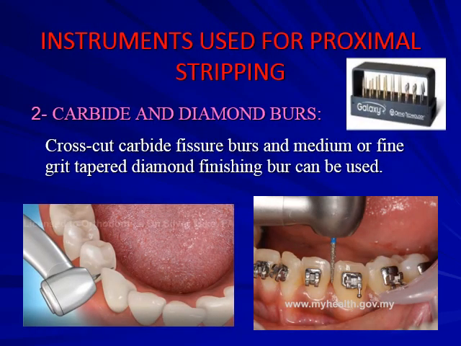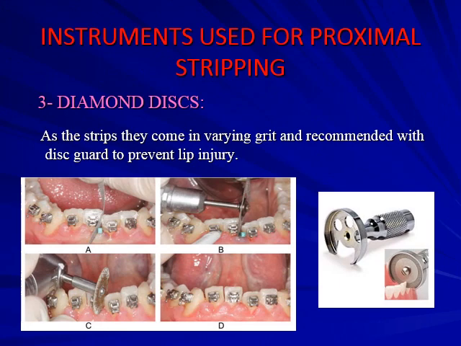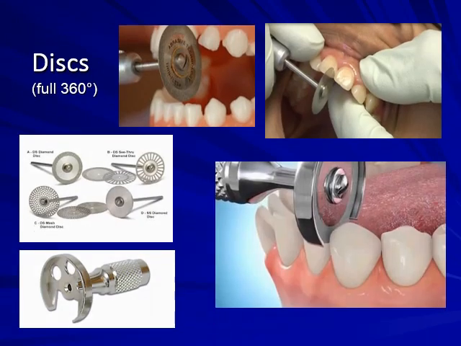We can also use carbide أو diamond burrs عشان نشيل الانامل. Also the diamond discs. These discs بتبقى rotating 360 degree and it's better and recommended to be used مع الجارد عشان تبقى protecting لللب وللopposing teeth. As you can see that the 360 disc can cause damaging to the lower incisors while stripping the upper incisor. Also you can see how the disc is used with the tissue guard.